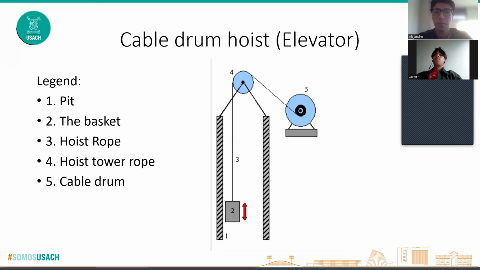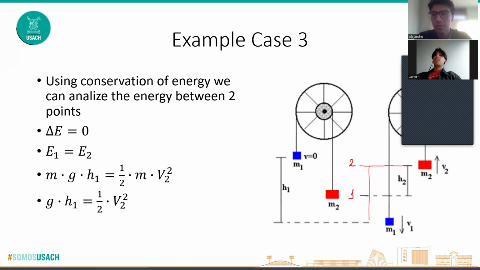The example will be the cable drum hoist, which is an elevator used in mining to bring up and down people or material extracted from the mines. In this example, we can use the conservation of energy to analyze between 2 points, which we are going to call 1 and 2, described in the picture on the right.